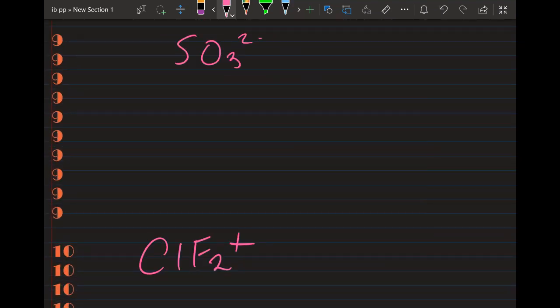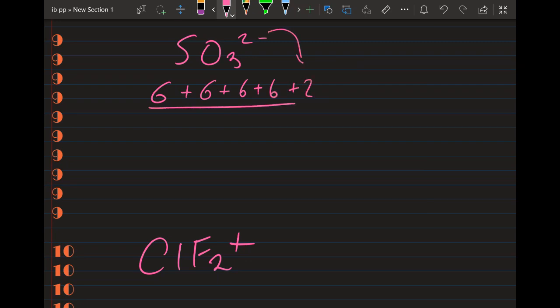SO3 2-, the sulfite ion. All right, let's draw the Lewis structure. Sulfur is in group 16, 6 valence electrons, as is oxygen, and a cheeky 2 extra electrons from the charge. Divide that by 2 because I want electron pairs, for VSEPR theory. 6 and 6 is 24, so it's 13.